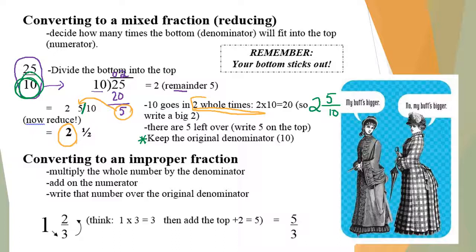So 2 and 5/10. Now, fraction police are still not happy. We need to reduce this because we know that 5/10 can be reduced down to 1/2, right? Because 2 and 5/10, if we divide both the top and the bottom, what you do to the top, you must do to the bottom. I'm going to divide by 5. That's where we get our 1 and our 2. So our final answer is 2 and 1/2, and we are done.